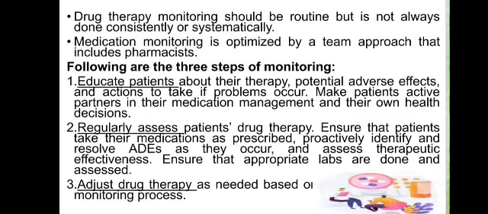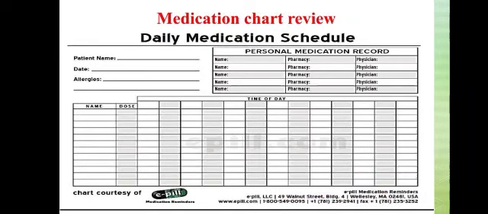Regularly assess patients' drug therapy: ensure that patients take their medications as prescribed, proactively identify and resolve adverse drug reactions as they occur, and assess therapeutic effectiveness, ensuring that appropriate labs are done and assessed. Then the third point, adjust drug therapy as needed based on the monitoring process. These are the three steps in monitoring.